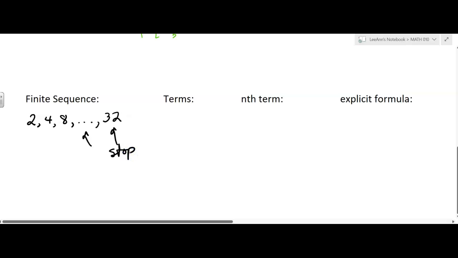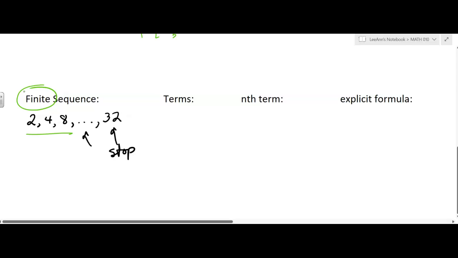So, you know, the only number I left out was 16, but sometimes they leave out a bunch of numbers. They'll have the first couple numbers to show the pattern. You need that. You need to be able to establish the pattern, and then they'll have the last number that they want to stop at. Okay, and this is called a finite sequence, meaning it has a finite number of data points, I guess.